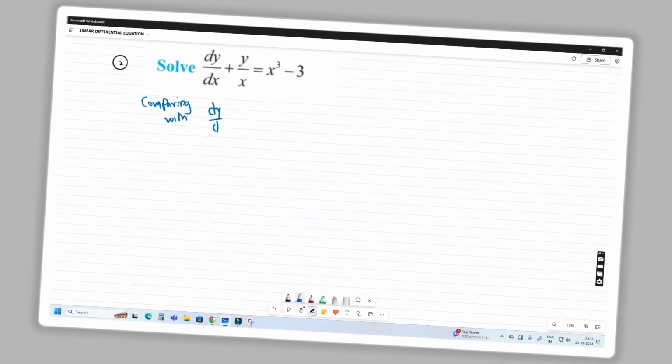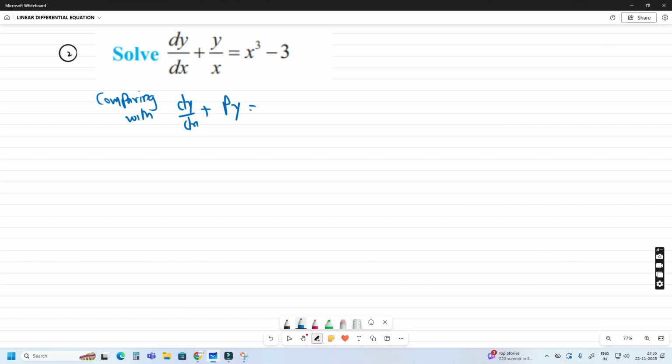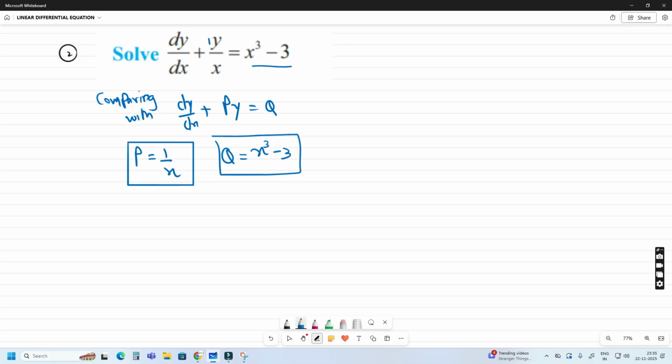dy by dx plus py equals to q. ओके, y का कोएफिशिएंट फिलहाल कुछ नहीं, तो ये 1 और नीचे x है. So we can say the value for p is 1 upon x, and the value for q will be, ये पूरा जो भी इक्वल टू के ये साइड है, so that is x cube minus 3. So this is the value of p and q.